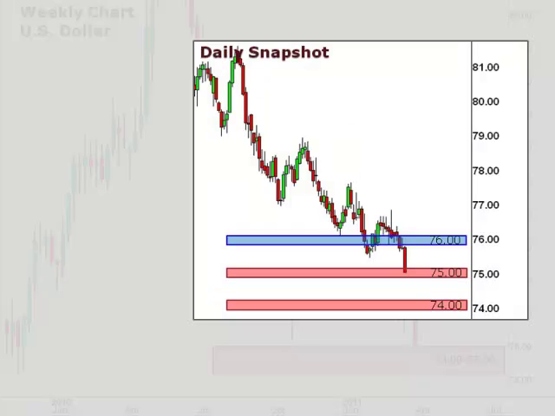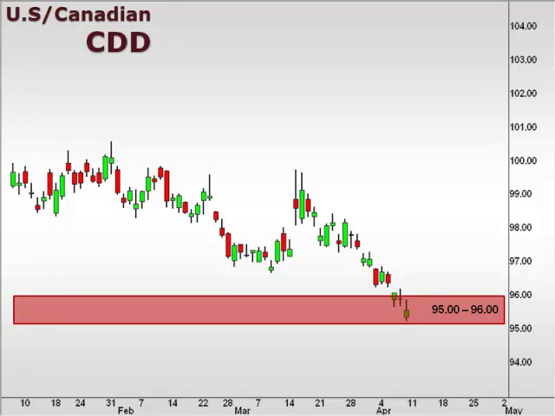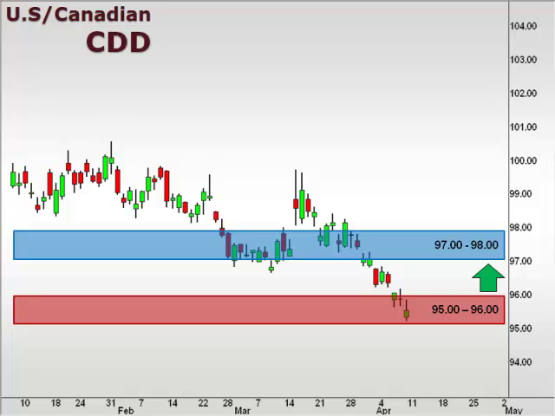Now, a look at the daily chart shows that most of the drop took place on Friday. Again, until we see a breakback above 76, the bigger picture trend remains to the downside. Let's take a look at the CDD, the U.S. versus the Canadian dollar. The CDD is now testing support within our 95-96 focal zone. The 97-98 zone continues to hold its role as resistance. Without a break back above 97, we will continue to respect the downtrend.